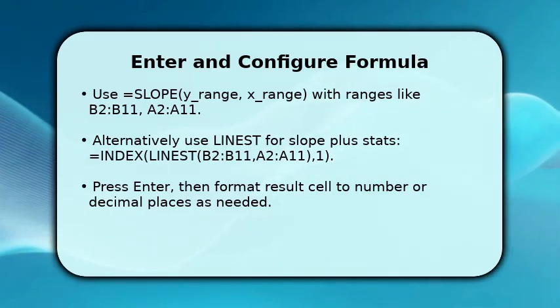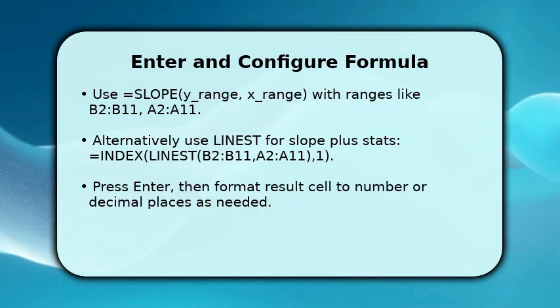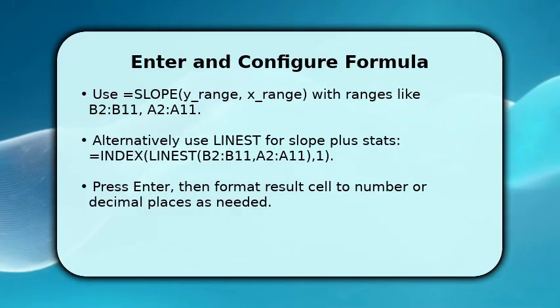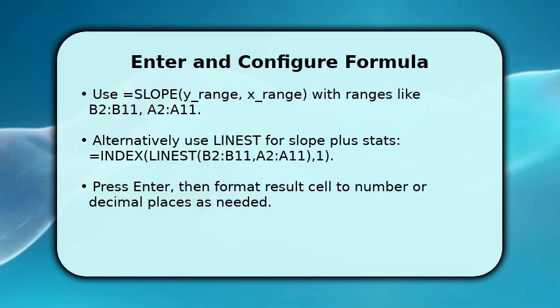If you need extra statistics, use equals INDEX, LINEST, B2, B11, A2, A11, 1, which returns the slope from LINEST output. This gives more control. Once calculated, format the cell to show sufficient decimal places so you can interpret precision. Make sure ranges match exactly and lock them.